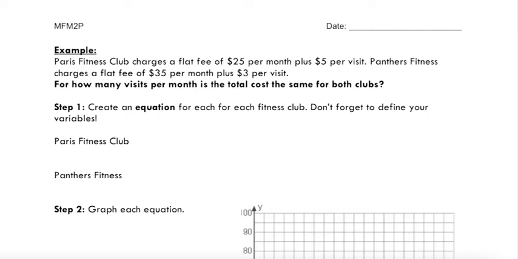Well, there are 2 things that we need to look at. We need to look at how many visits we're making a month and how much the cost is going to be. So those are going to be my two variables. So let C represent total cost. And let V represent the number of visits.